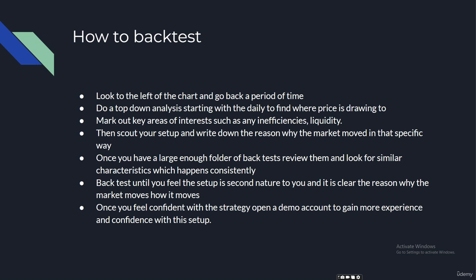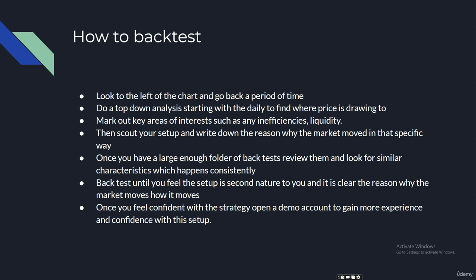So now I'm going to show you how to backtest. The first thing you'll do is look to the left of the chart and go back a period of time. So wherever the current price is, whatever day it is, you'd go back a bit to the left to previous days and start backtesting there. You do a top-down analysis starting with the daily to find where price is drawing to, just like how I teach you to identify your bias. You'd mark out the key areas of interest, such as any inefficiencies or liquidity. Then you'd scout your setup and write down the reasons why the market moved in that specific way.